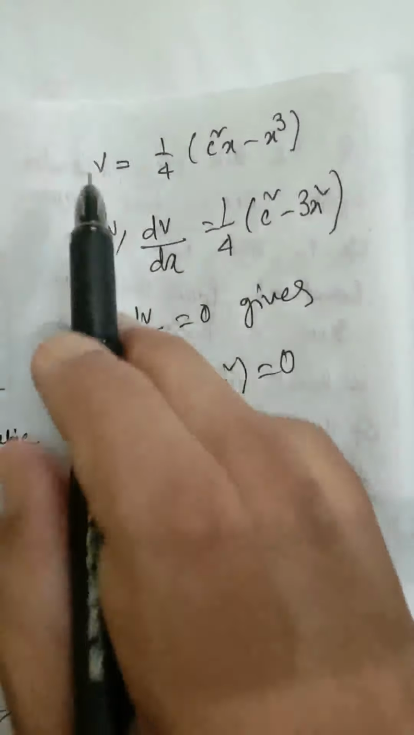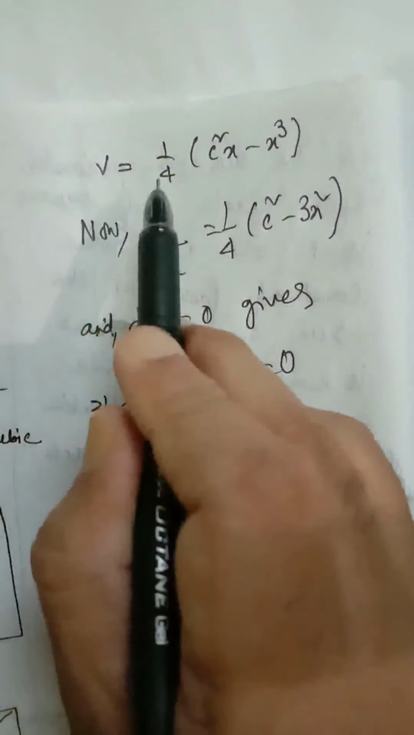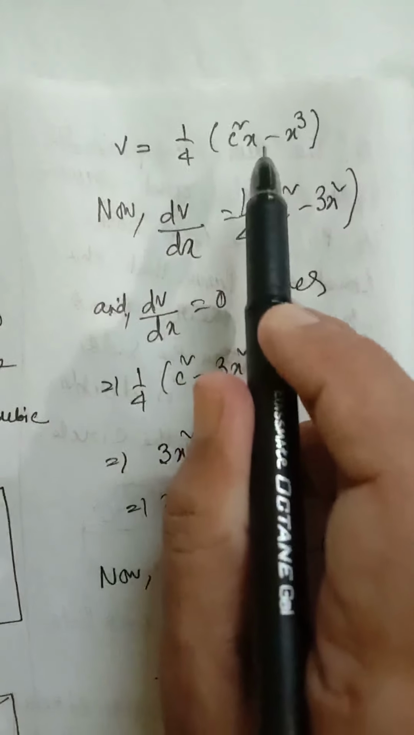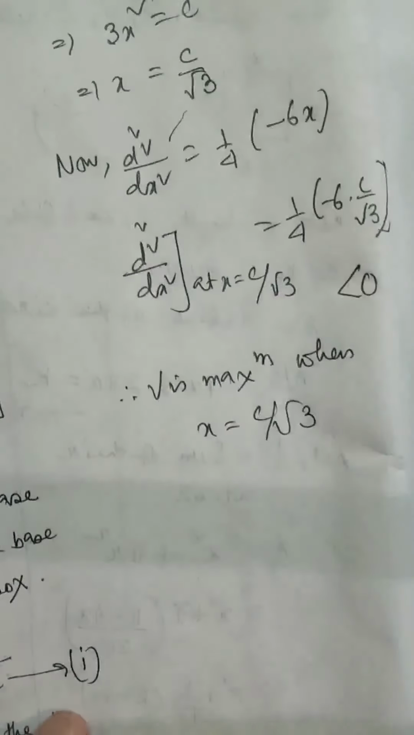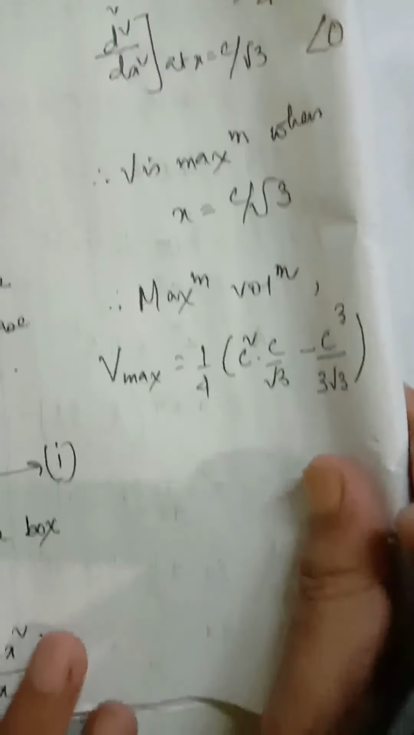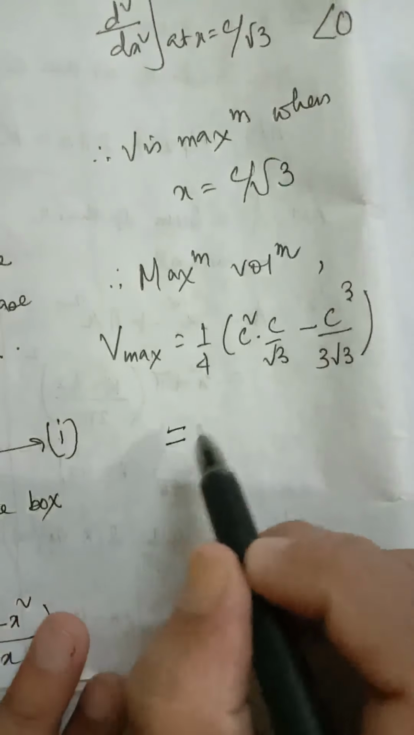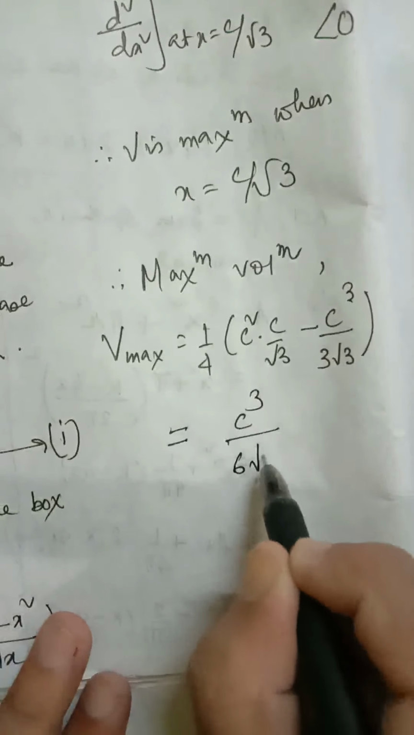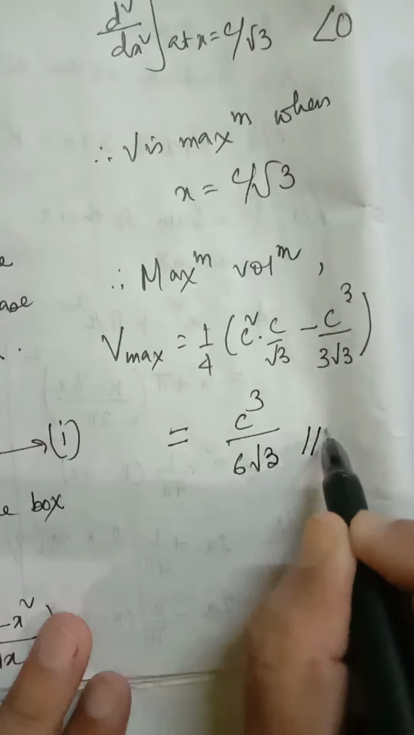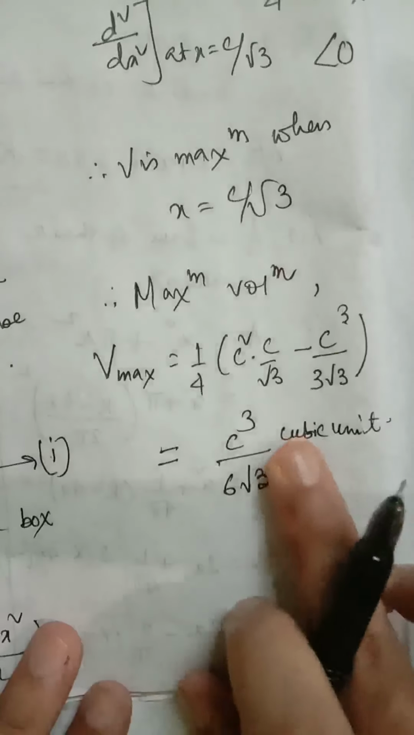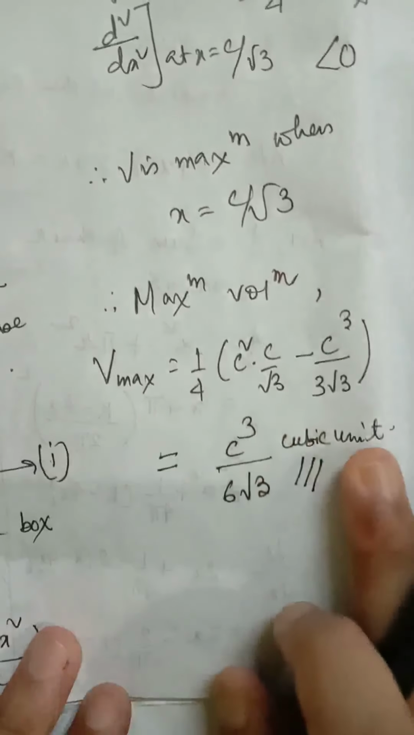We have this relation V equals 1 by 4 into c square x minus x cube. Putting x equal to c by root 3 here, we will get the maximum value of V. So putting x equal to c by root 3 in this relation, we get c cube. If we simplify, we will get c cube by 6 root 3. So this is the maximum volume of the box. I have written the unit here, cubic unit, which is the unit of volume.